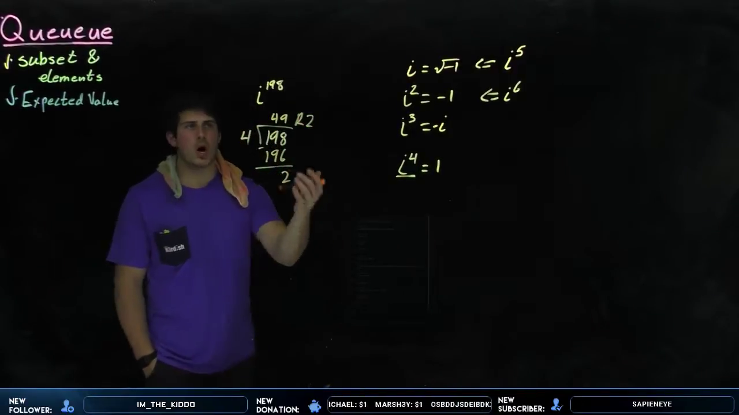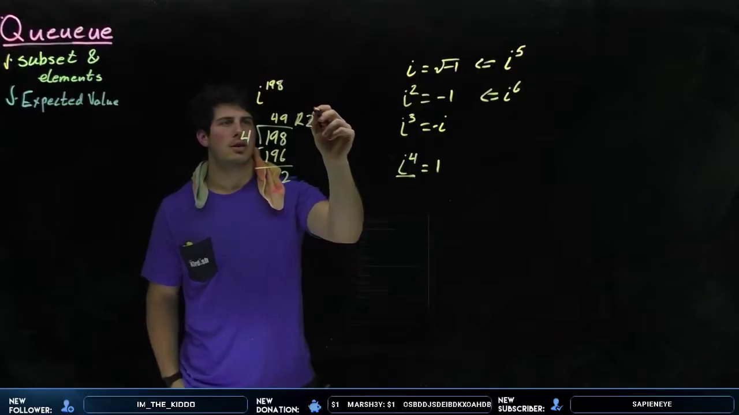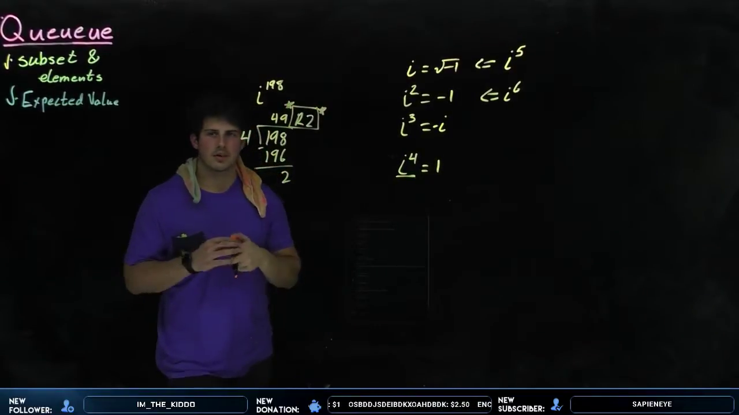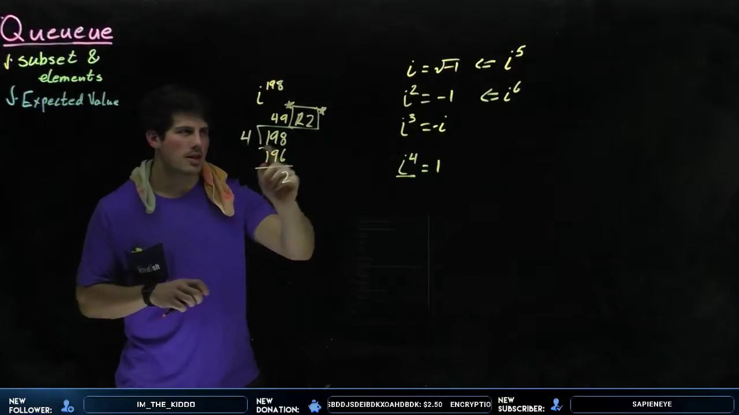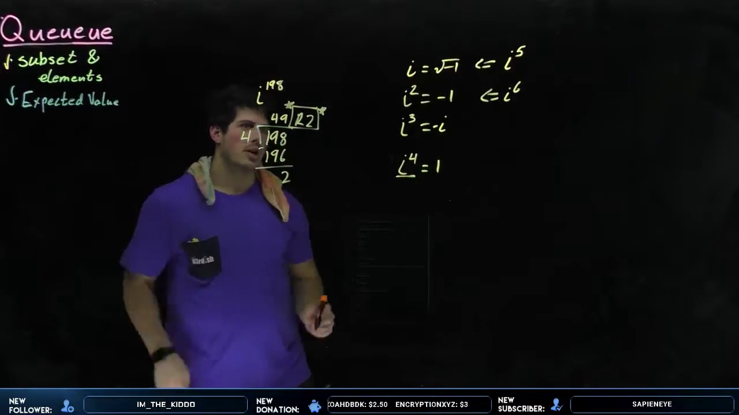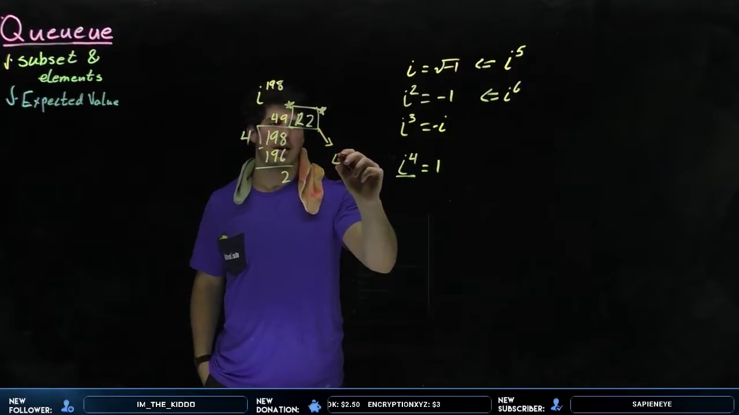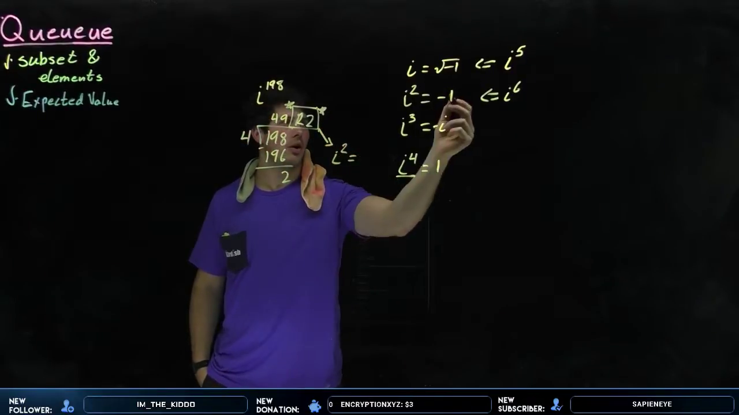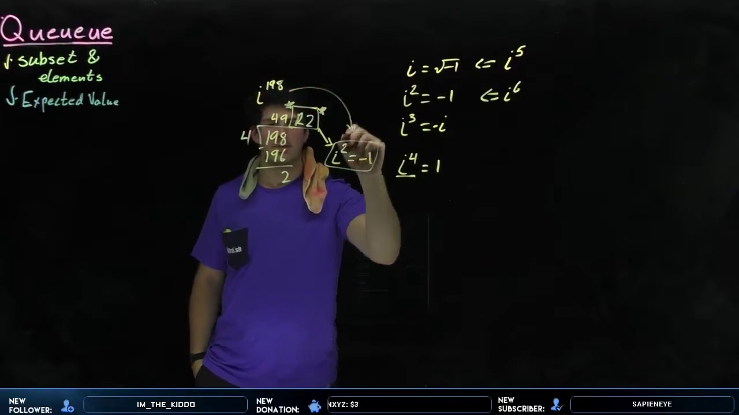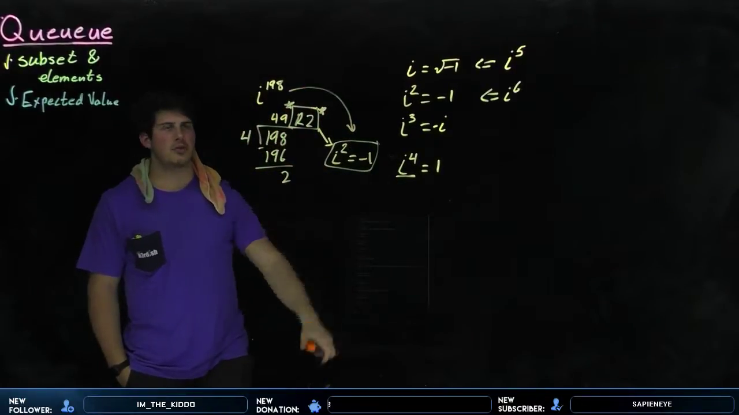Yeah. So all you care about, though, is this. This is the money maker, if you will. I don't care about the rest of this. I care about the remainder. What I do with that remainder, plug it in. So that is now i squared, or -1. Same thing. That is how you do those questions.